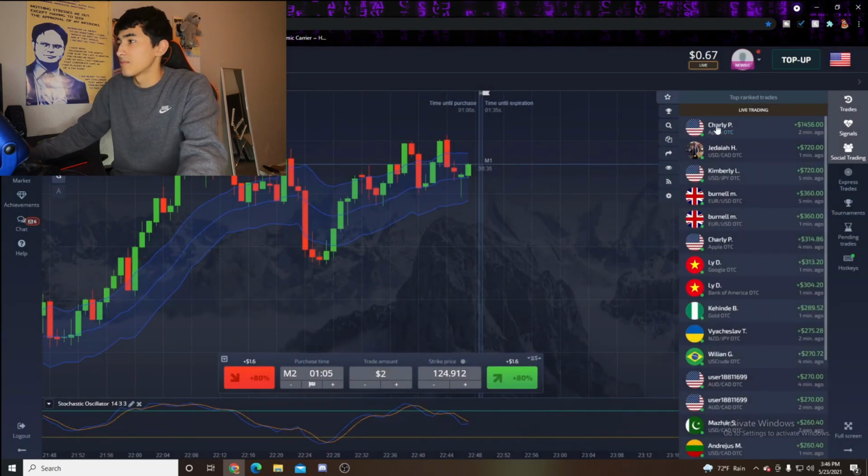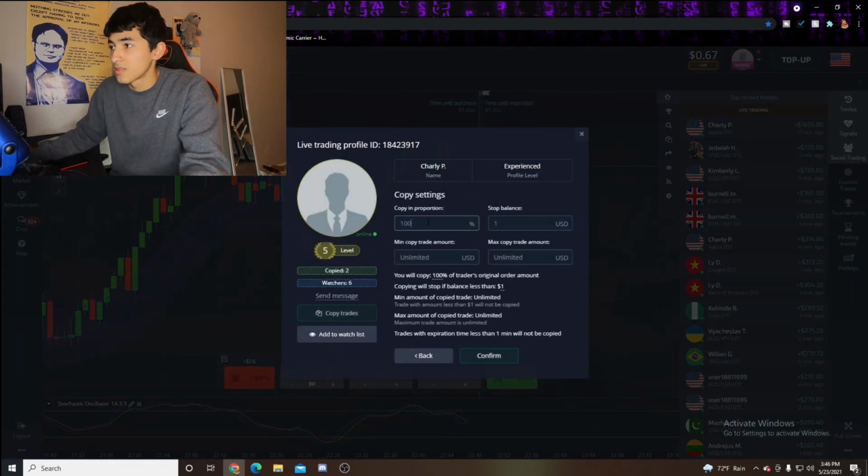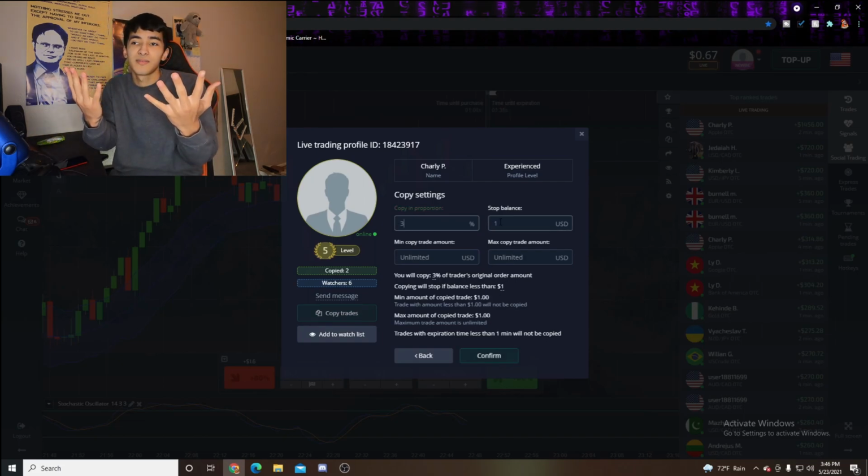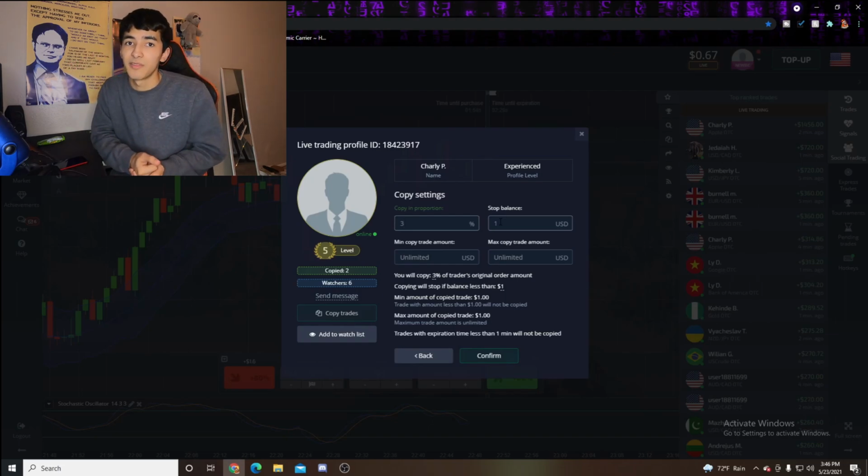So you want to copy them 3% of their actual investment. If they put a $100 trade in, you're gonna copy them, but you're only gonna copy them for 3%. So you would only do $3 if they did $100, and you have to kind of be careful with this, kind of mess with it. But I feel like 3% is a really good percentage.